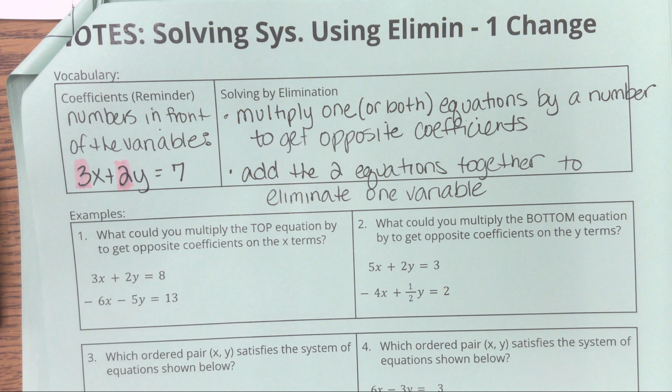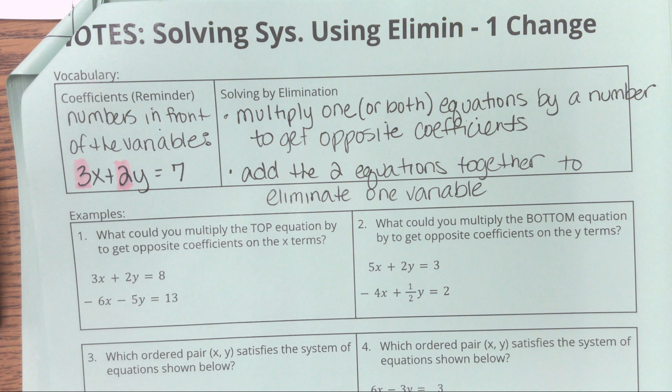What we can do with systems, because we're trying to find when they're the same, is add them together. When we add these two equations together, watch what happens. What's 2x plus negative 2x? 0. It's gone. Yay. What's 3y plus 4y? 7y. What's 7 plus 14? 21. Do you see how then you could solve for y?